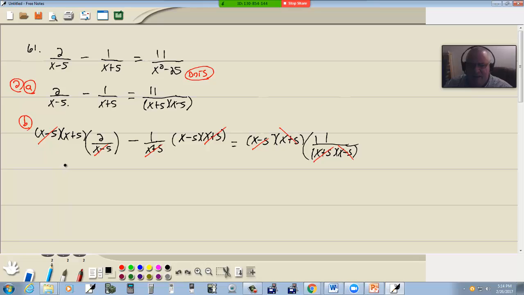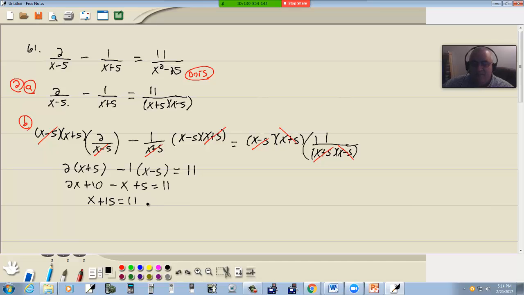Let me write down what I have left before I multiply it through. 2 times x plus 5 minus 1 times x minus 5 equals 11. 2 times x is 2x. 2 times 5 is 10. Negative 1 times x is negative 1x or negative x. Negative 1 times negative 5 is a positive 5. Equals 11. 2x minus x is x. 10 plus 5 is 15. Equals 11.